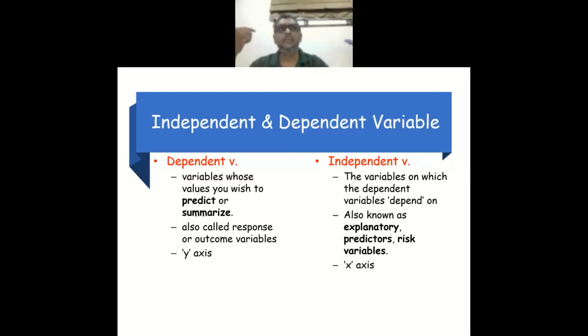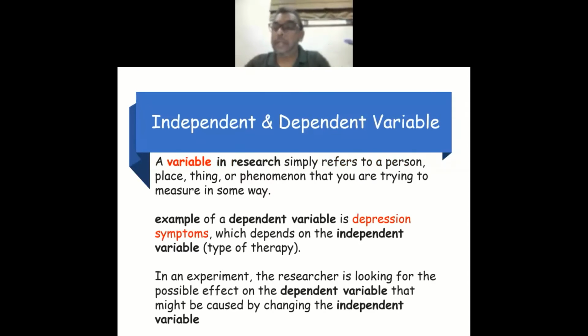Okay, what affects that? It's called either the explanatory, the predictors, the risk variable. Exercising, fasting, and eating less. So these are all predictors. A variable in research simply refers to a person, place, thing, or phenomenon that you are trying to measure.